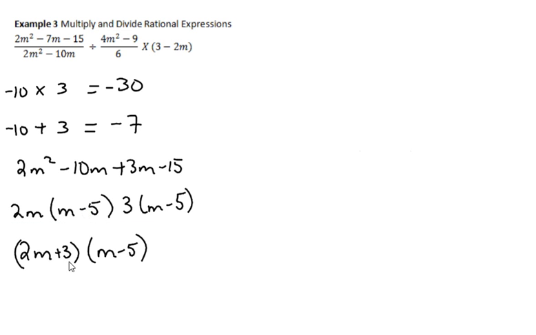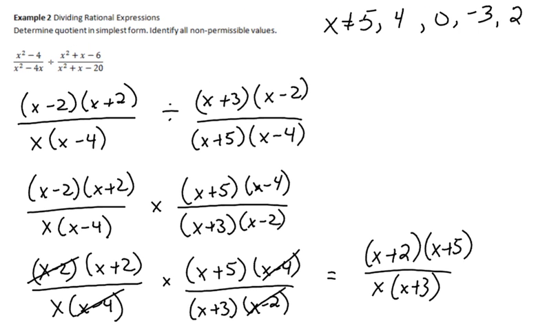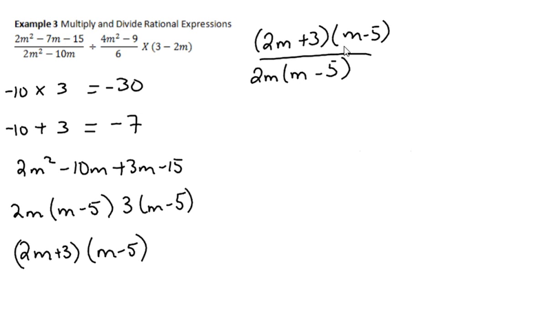So our two factors are 2m plus 3 and m minus 5. So I'm going to write that in our numerator. So we have 2m plus 3 and then m minus 5 in our numerator. In the denominator, I'm going to factor out a 2m, leaving us with m minus 5. Now I'm going to factor this 4m squared minus 9. This is also a difference of squares.